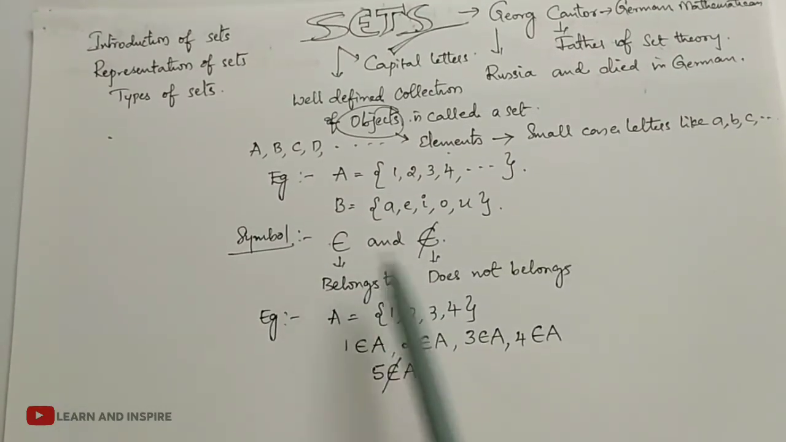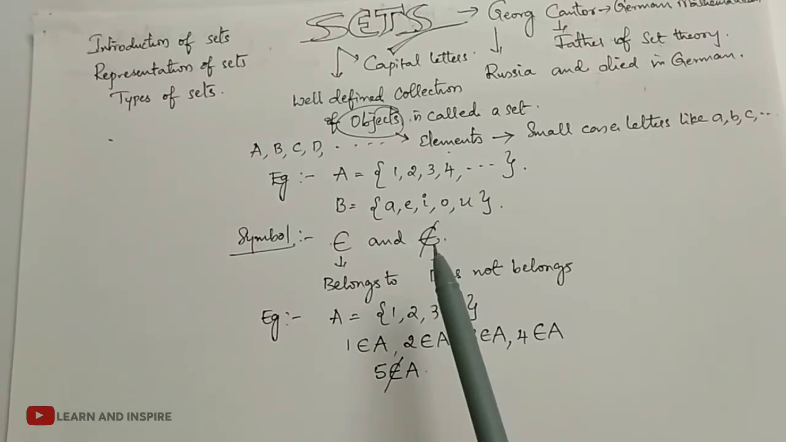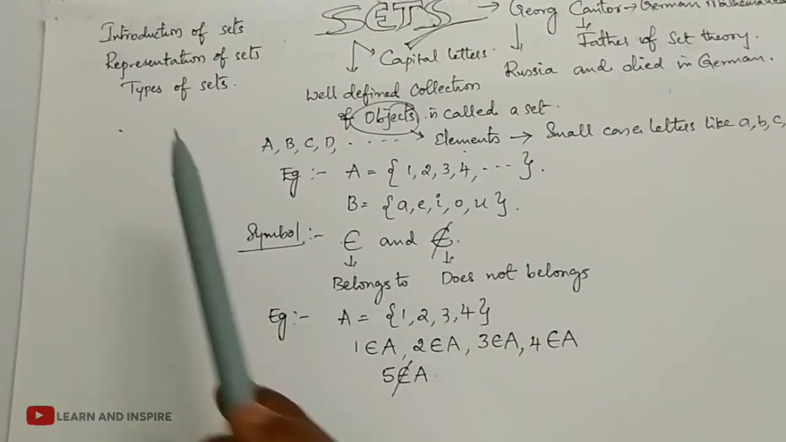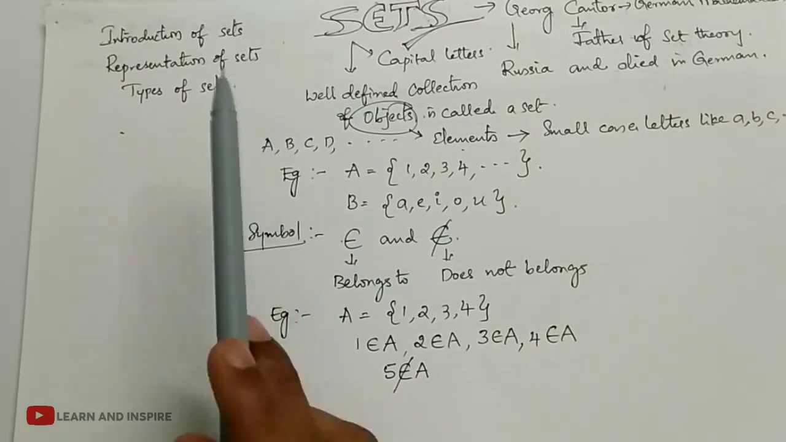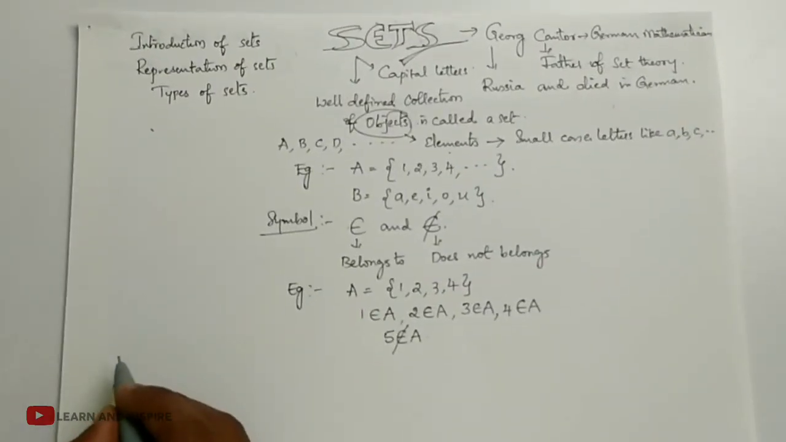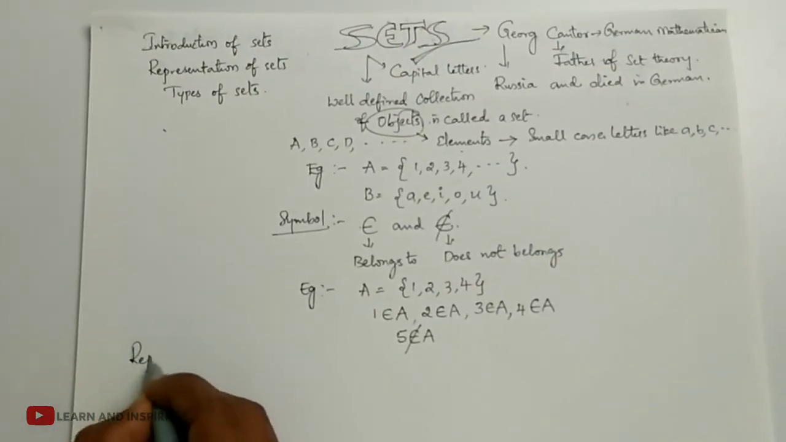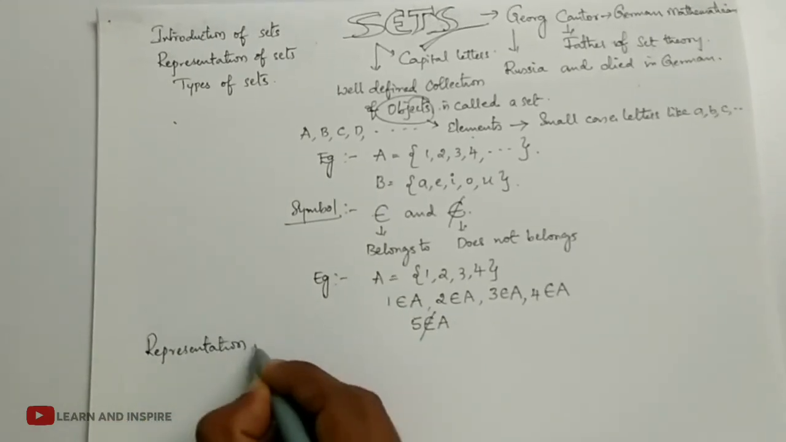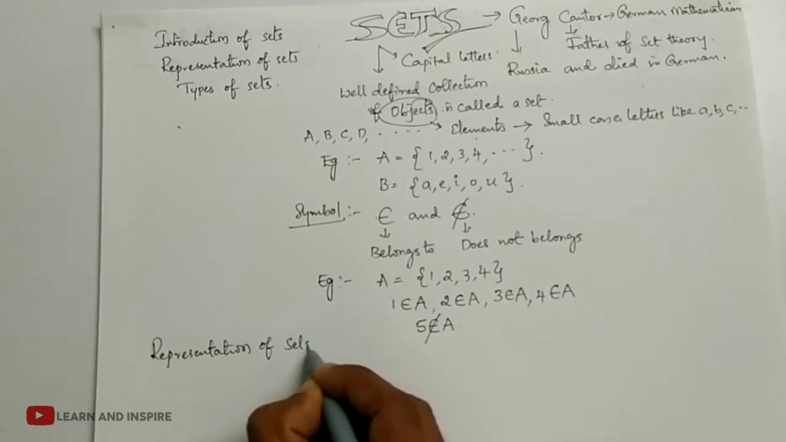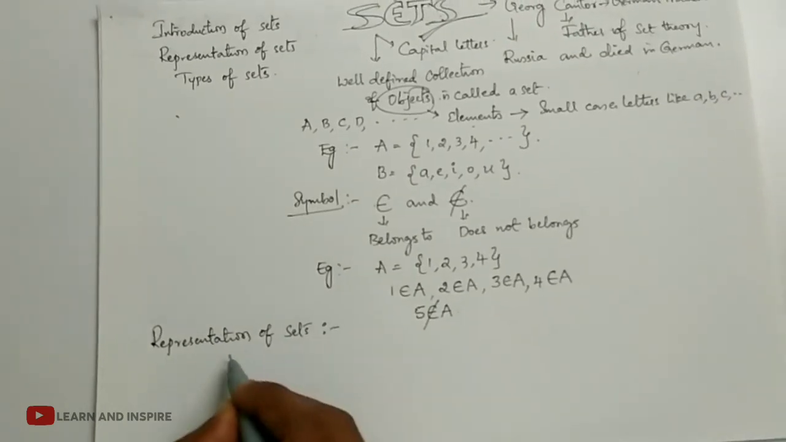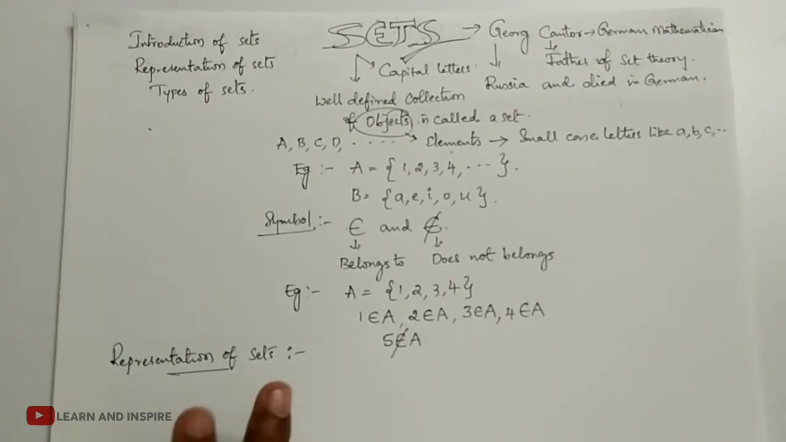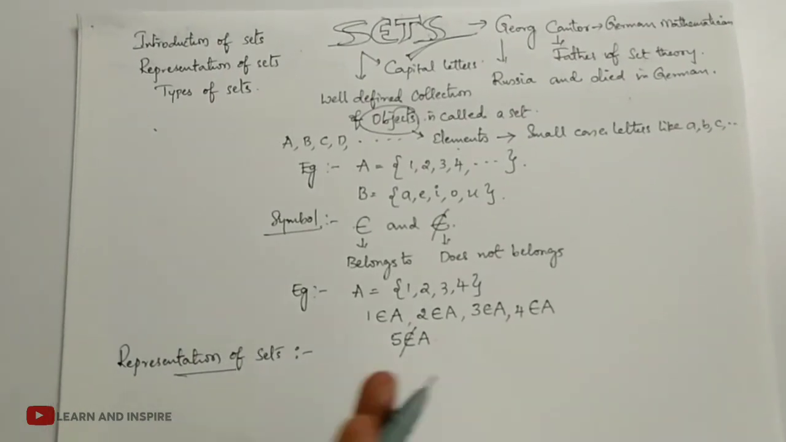So these are the two types of symbols, belongs to and does not belong to. Okay, so next one, representation of sets. Next topic is representation of sets. Sets can be represented in two methods.